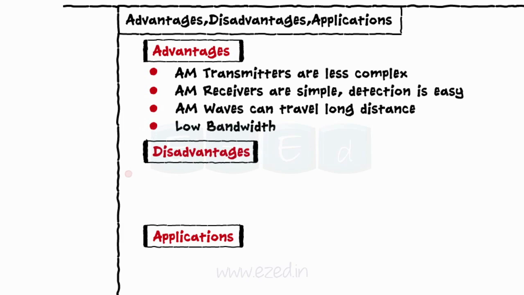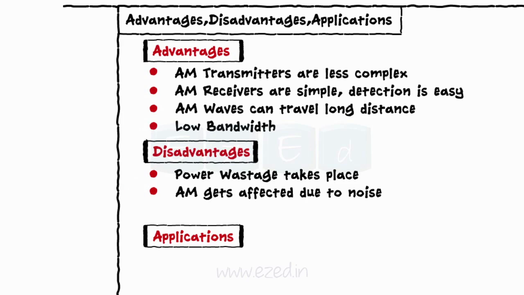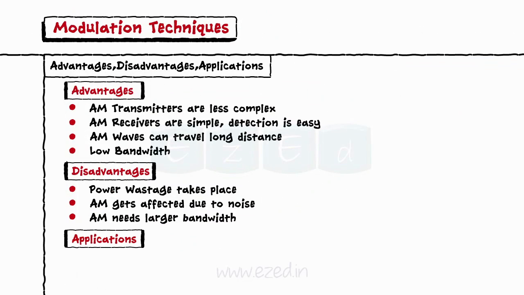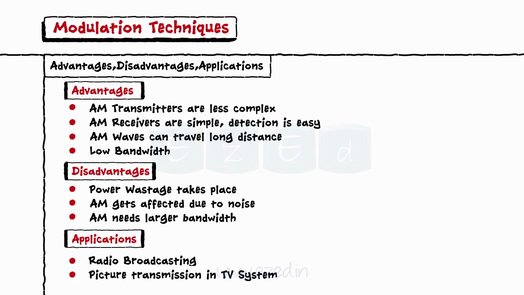Disadvantages of AM: Power wastage takes place. AM gets affected due to noise. AM needs larger bandwidth. Applications of AM: radio broadcasting, picture transmission in TV system.